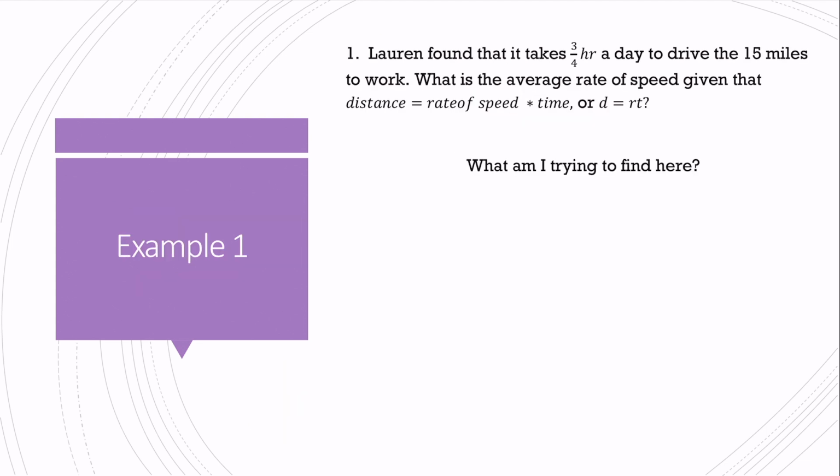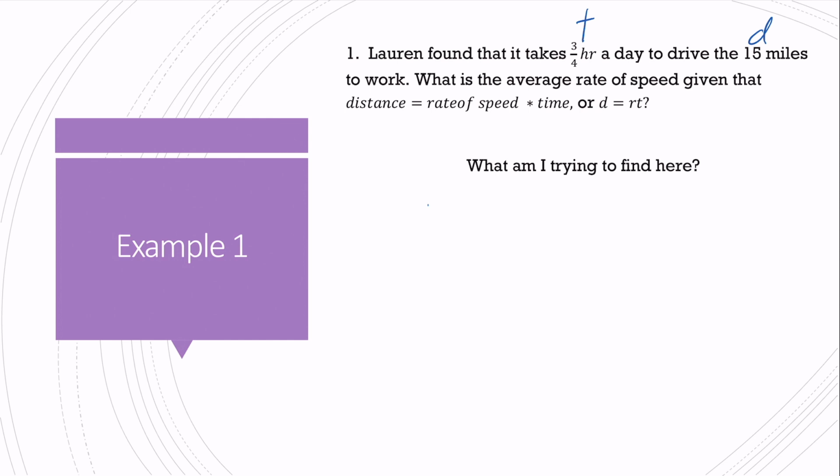So for example 1, Lauren, that's me, found that it takes 3/4 of an hour a day to drive the 15 miles to work. I'm a slow driver. This is very close to true. What is the average rate of speed given that distance equals your rate of speed times time, right? So we've been given a time, we've been given a distance, but we don't know our rate of speed. So let's set this up and then we can solve for our missing variable.